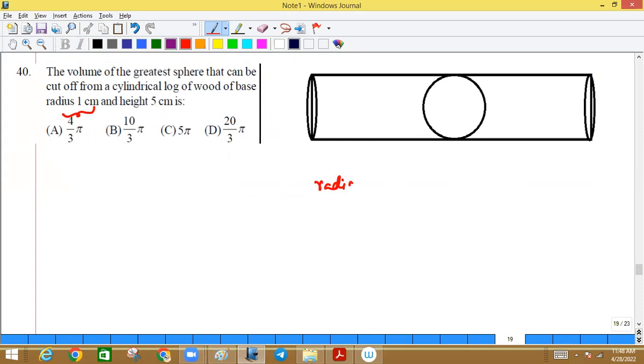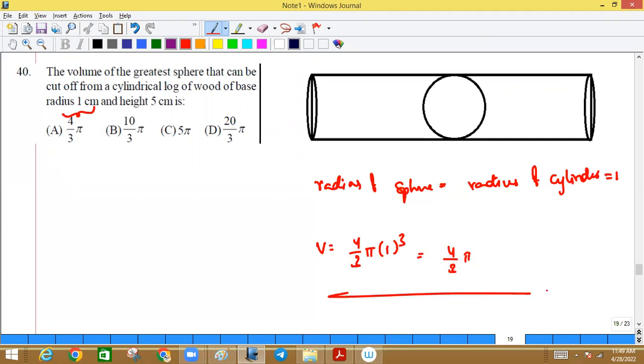Therefore, the radius of the sphere is equal to the radius of the cylinder, which is equal to 1. So volume is 4 by 3 pi 1 cube. So the answer is simply 4 by 3 pi. Height may be 100 meters, we don't care about the height. We only care about the radius. Even if the height is 1000 meters or 1 kilometer of a wood, we don't care, because the radius is only 1 centimeter. You can cut only up to 1 centimeter, right?